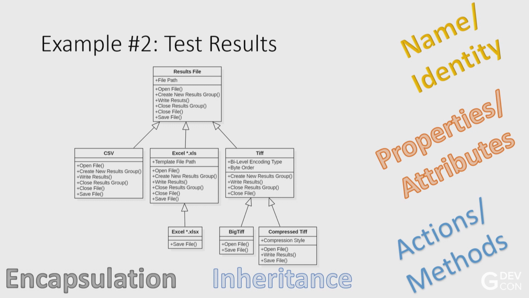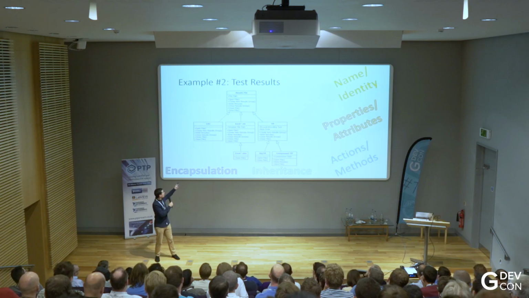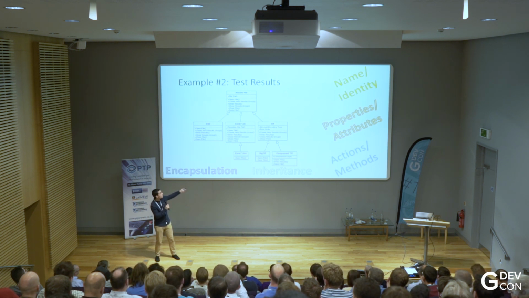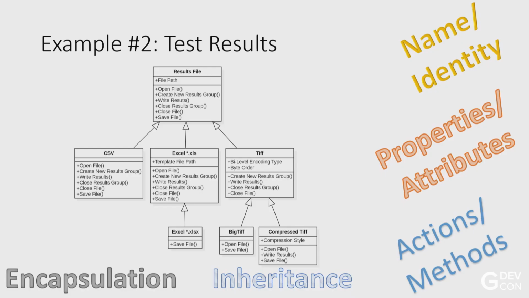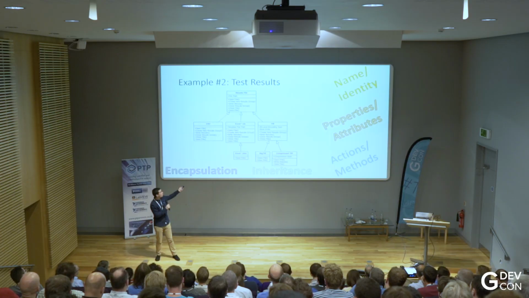As we go down a level to our child classes, we can say that a CSV file, Excel, and TIFF file need to have all of these properties. They inherit all of those properties and the data associated. However, the way that we open an Excel file is going to be different to the way we open a TIFF file. So we can override the parent level open file method.